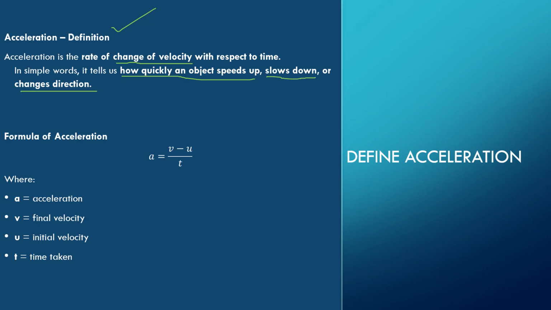So what is the formula? a equals v minus u upon t. Now what is a? Acceleration. What is v? Final velocity. u, initial velocity, and t is the time taken. So when you have to define acceleration, this is the key idea which talks about change of velocity with respect to time.